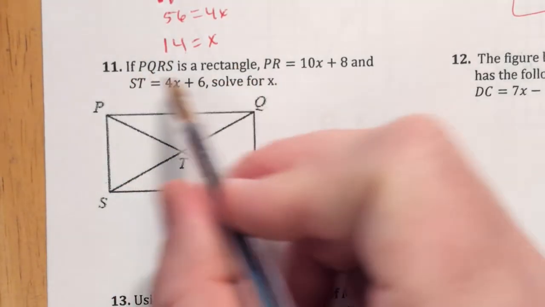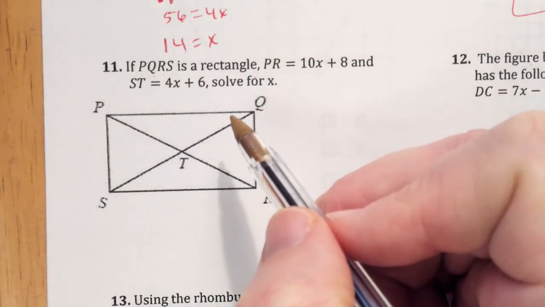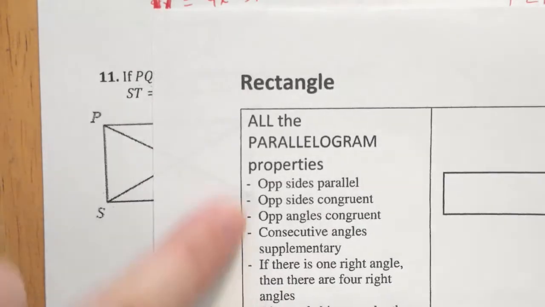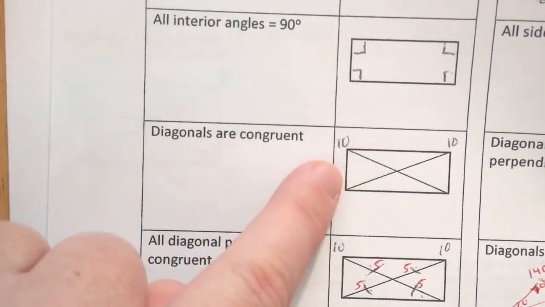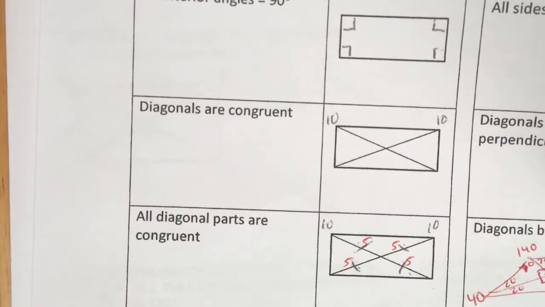If PQRS is a rectangle, so let's go ahead and get out our rectangle rules. So here are our rectangle rules on page 2. So first of all, it's a parallelogram first and foremost, but then there are these 3 extra rules: every angle is 90 degrees, the diagonals are equal to each other, and all 4 of these little parts are equal to each other.